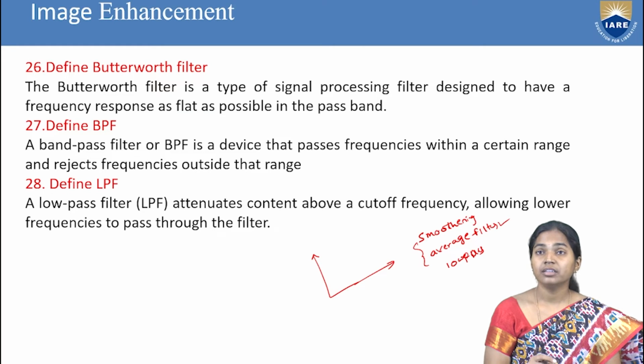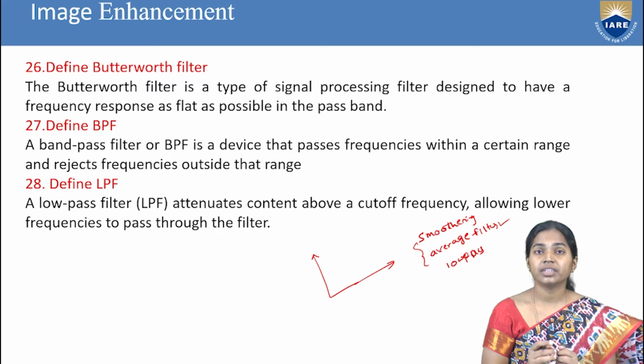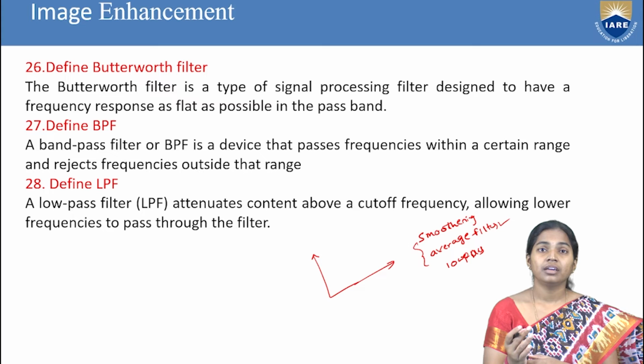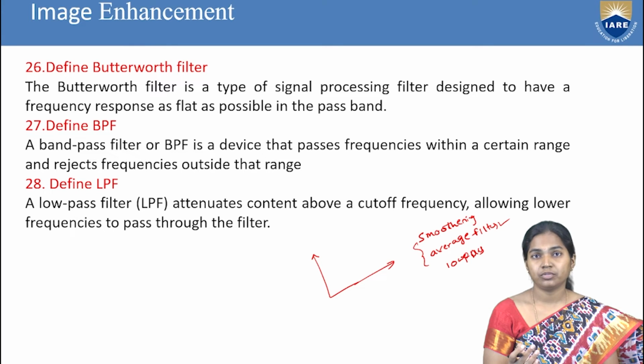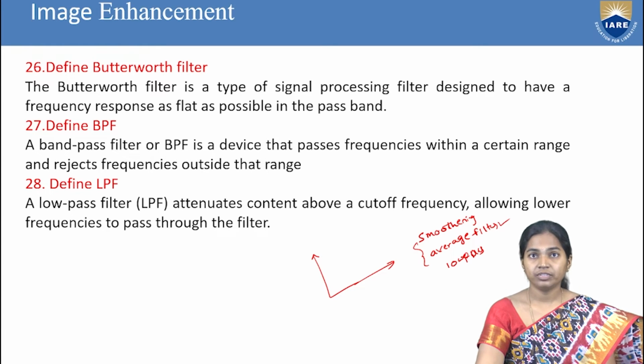In a low pass filter, we are assigning some particular frequency. It allows the signals having that frequency only and attenuates the remaining frequencies. Here we are assigning some cutoff frequency. For example, in the thresholding technique we assign some value, so the pixel values within that range are allowed, and the remaining are represented with 0. Like that, a low pass filter attenuates content above a cutoff frequency, allowing lower frequencies to pass through the filter.